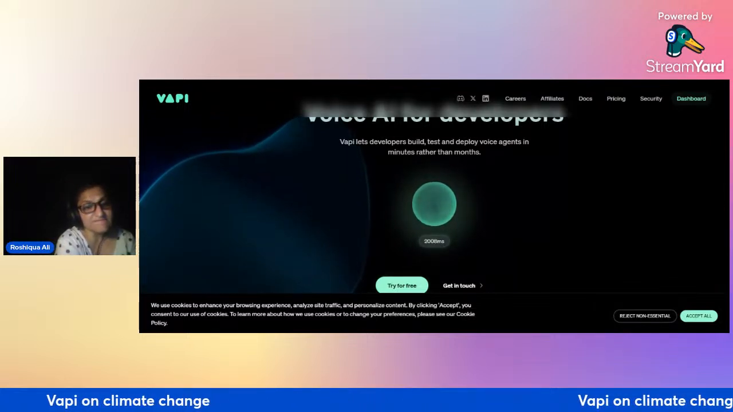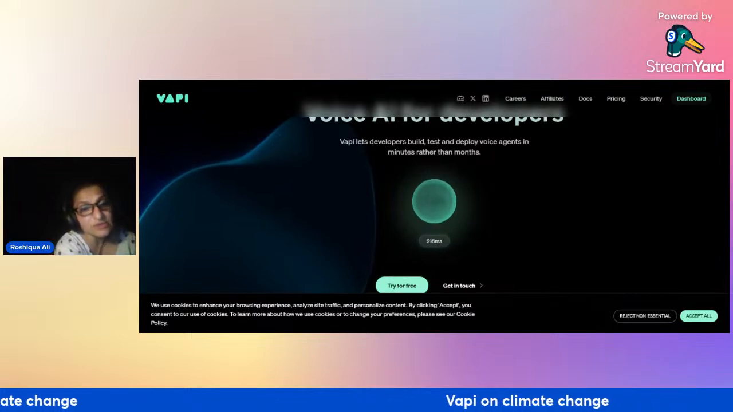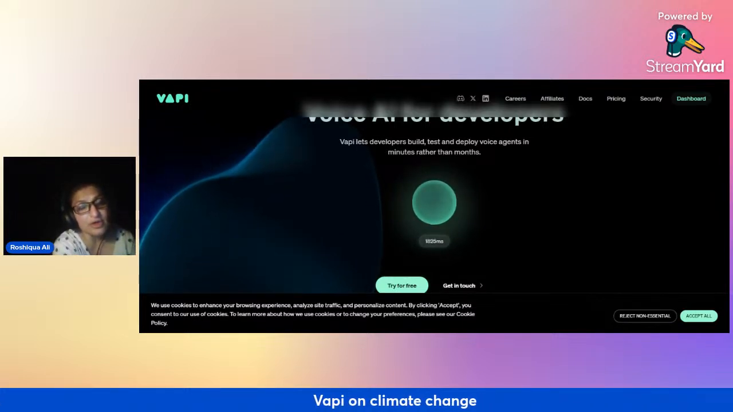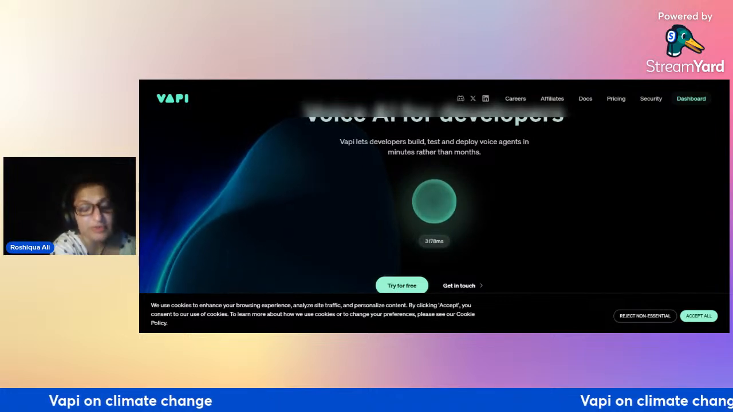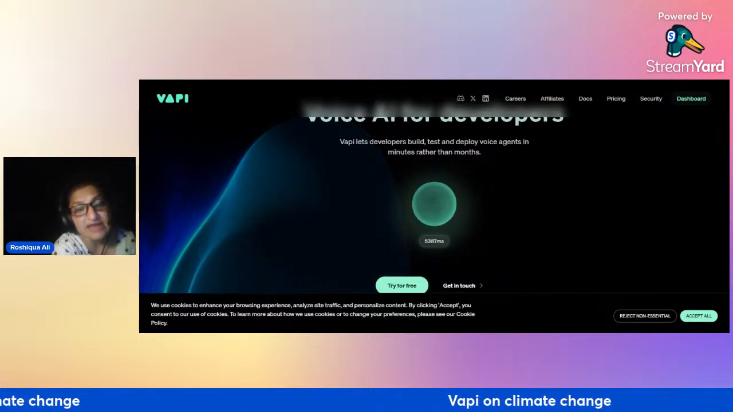All right, Vapi, if one does not have space for composting, how does one compost food scraps if one does not have a lot of space?